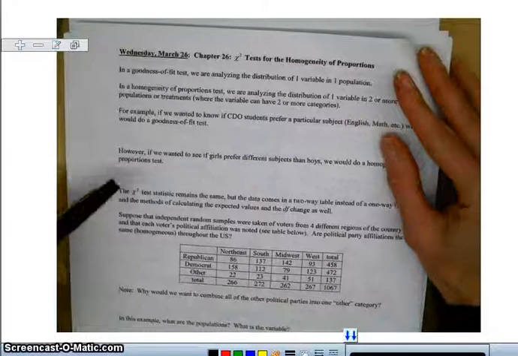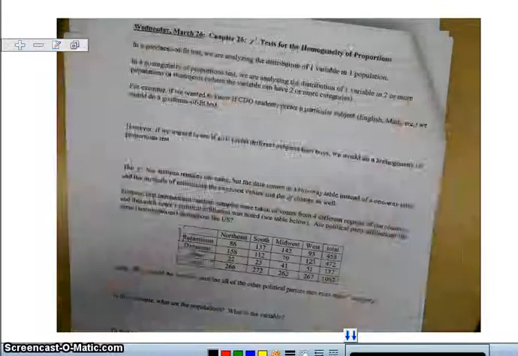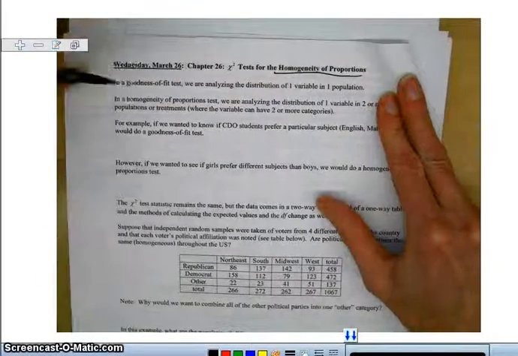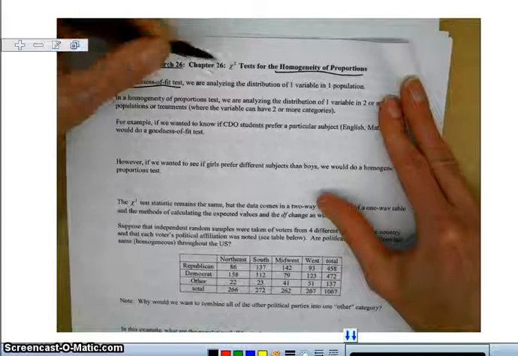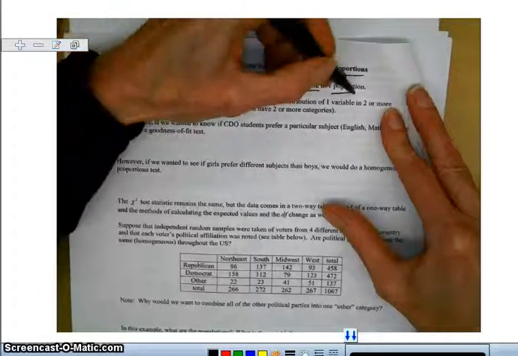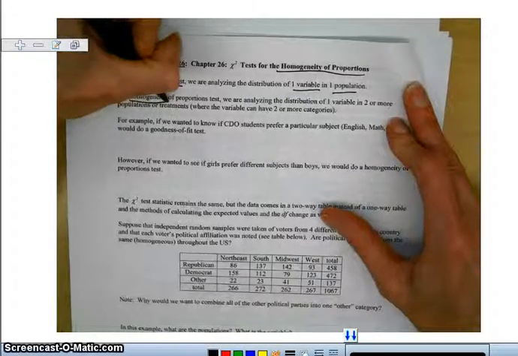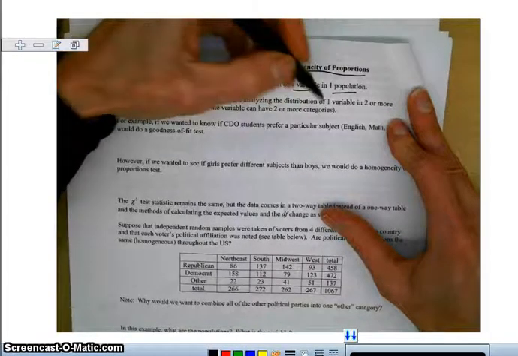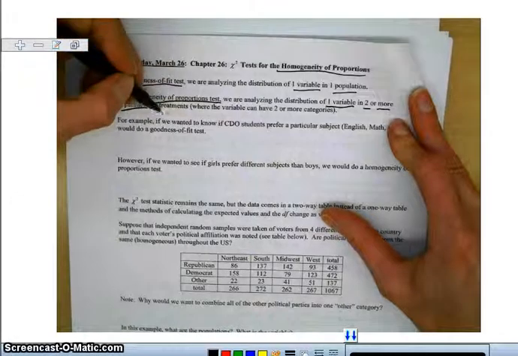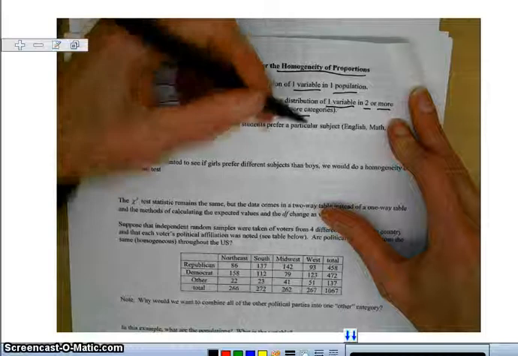Alright, these are notes over a new chi-square test called the homogeneity of proportions. In a goodness of fit test, we're analyzing the distribution of one variable in one population. In a homogeneity of proportions test, we're analyzing the distribution of one variable in two or more populations or treatments, where the variable can have two or more categories.